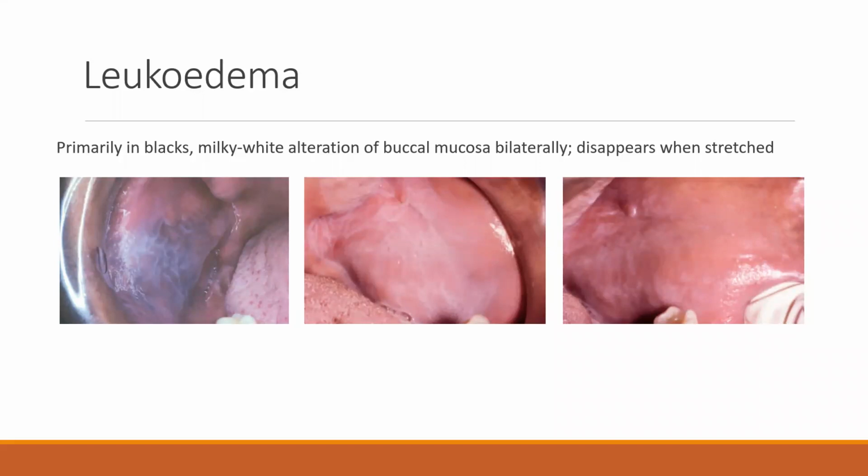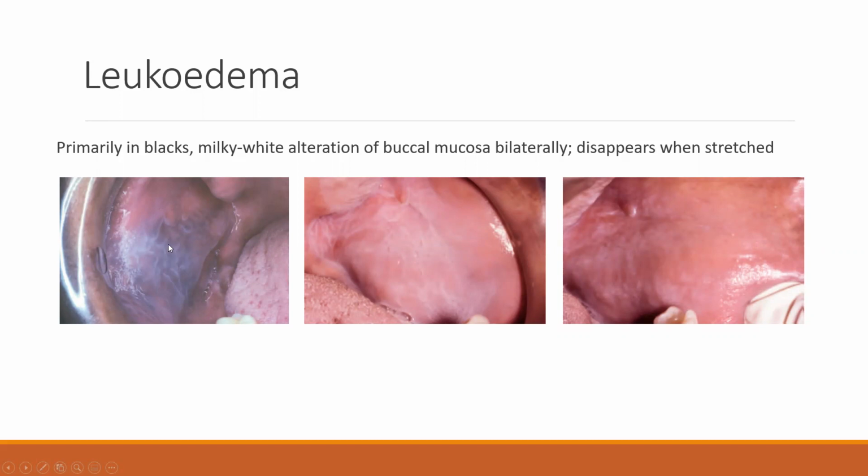This relationship supports that it is ethnic in predisposition to development. So this is usually considered as a variation of normal rather than the disease, okay? So clinically, how does it look like? It looks like a gray, white, opalescent pattern of the mucosa, which has a slight wrinkled appearance.